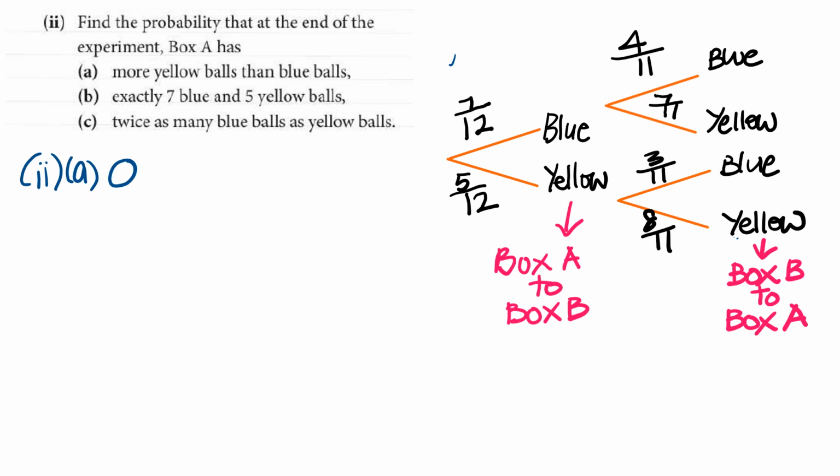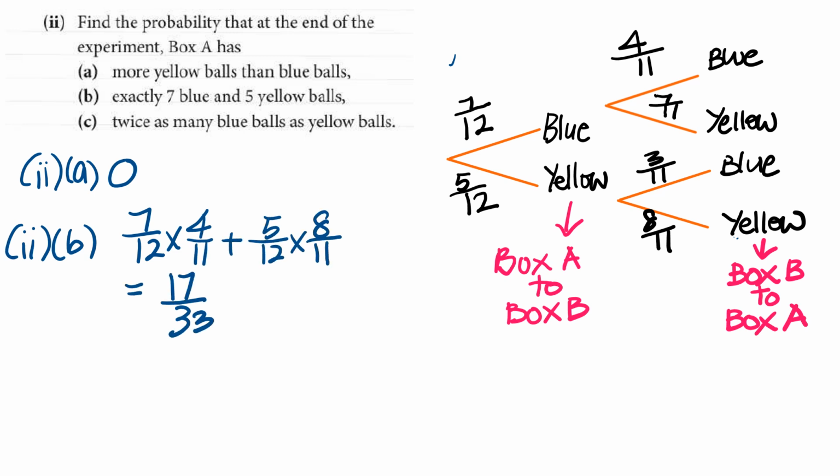Because if you have 7 blue and 5 yellow in the beginning, at the end of the actions from A to B and B back to A, you will still get back your 7 blue and 5 yellow, which means the number of yellow balls will be less than the blue. So there's no way that you can get more yellow than blue. That's why the probability is 0. If you want to get exactly 7 blue and 5 yellow back, which branch do you think you'll concentrate on? Yes, you will just have to concentrate on the blue.